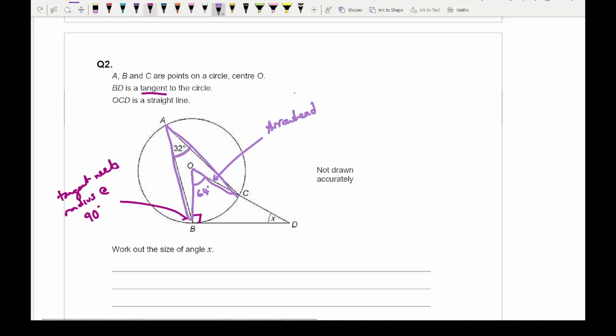And then what I know is that angles in a triangle add up to 180, so x equals 180 minus 90 minus 64, so x is going to give me an answer of 26 degrees.